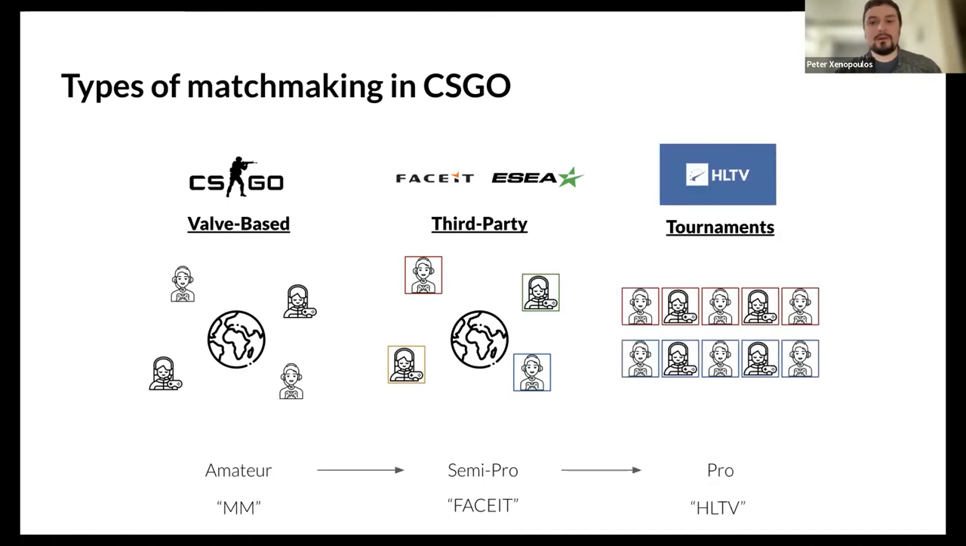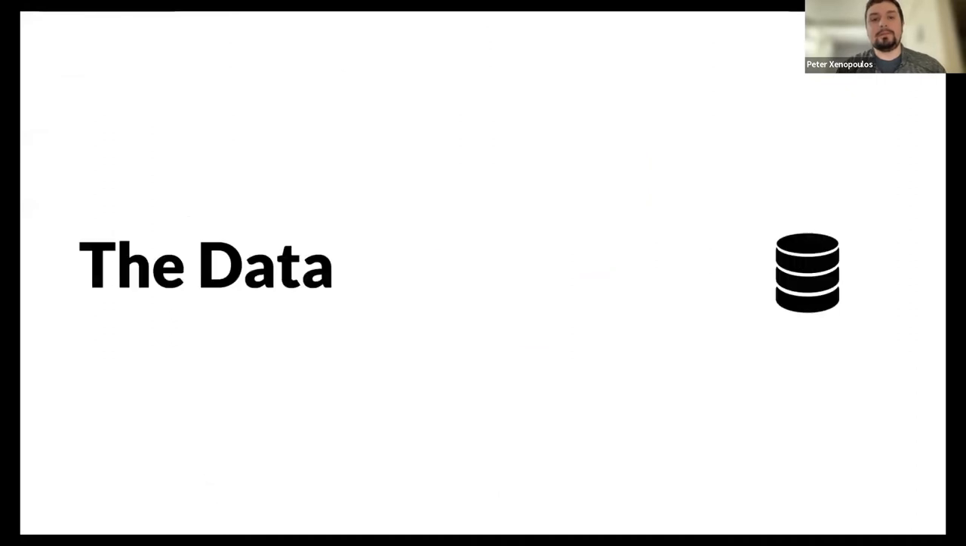Now, the last level is what we call pro, or HLTV, which is where we derive a lot of the data from. And this is exactly what you imagine. These are professional players. They play on teams. They have well thought out strategies and typically good coordination and communication.